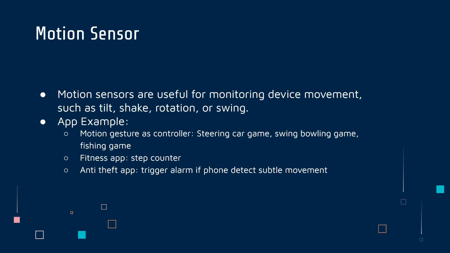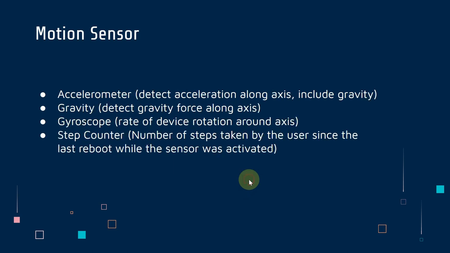In another example, you can develop an anti-theft application that triggers an alarm if your phone detects a subtle movement. For instance, you activate the alarm and put the phone at rest on a table, and then you can leave the place. If someone picks up the phone, it is going to trigger the alarm with maximum sound. Okay, so those are several examples of how we can use motion sensors.